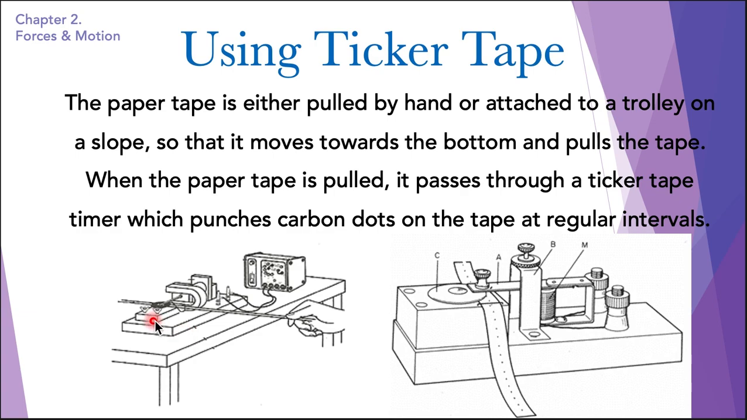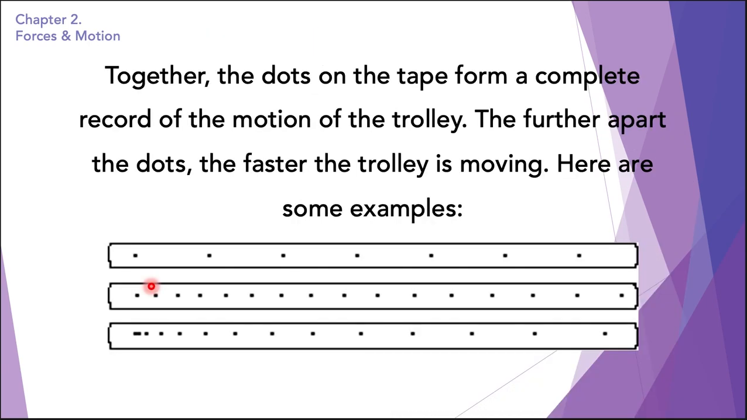So when the paper tape is pulled, it passes through a ticker tape timer which punches carbon dots on the tape at regular intervals. Together, the dots on the tape form a complete record of the motion of the trolley. The further apart the dots, the faster the trolley is moving.